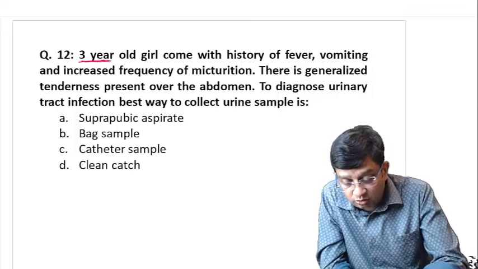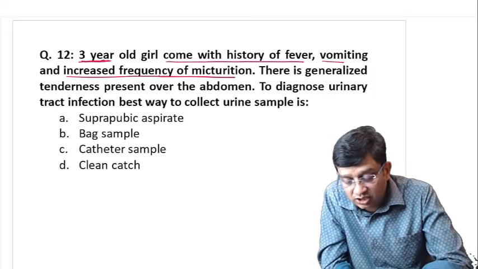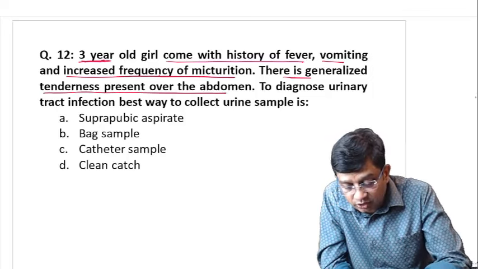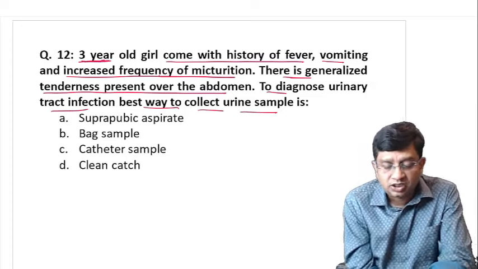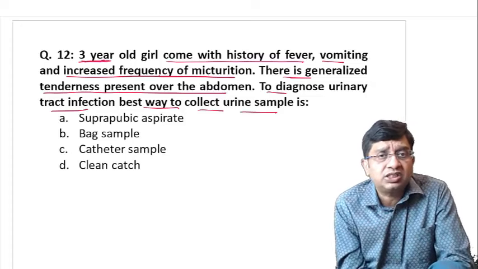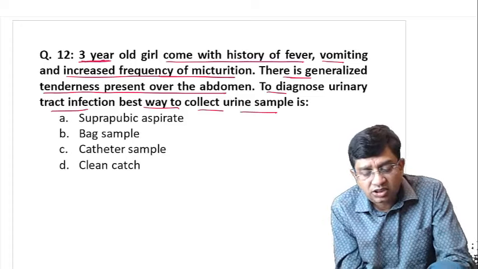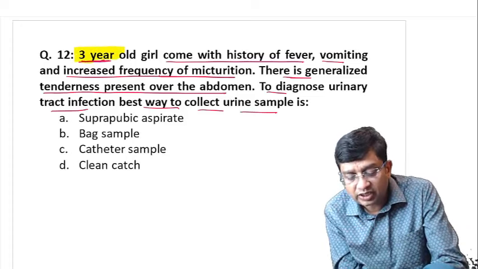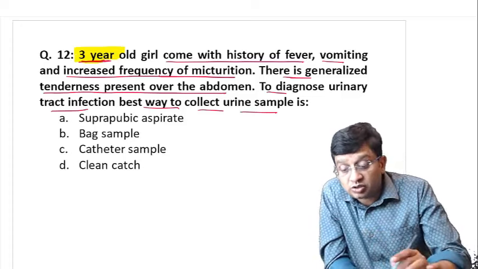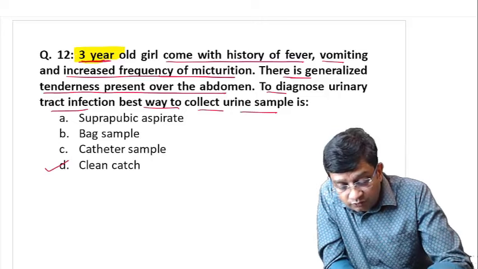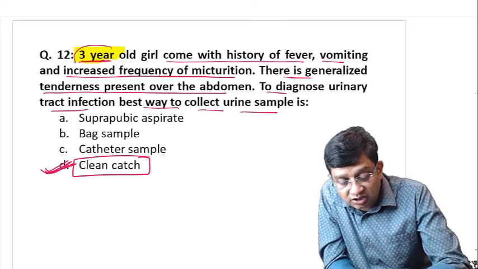A 3-year-old girl comes with a history of fever, vomiting, increased frequency of micturition. There is generalized tenderness over the abdomen. To diagnose UTI, the best way to collect a urine sample is. Now, suprapubic aspirate you usually do in a child where micturition control has not come. But in a 3-year-old child, you will go for the midstream clean catch urine. That is non-invasive. That is the best in a 3-year-old girl.